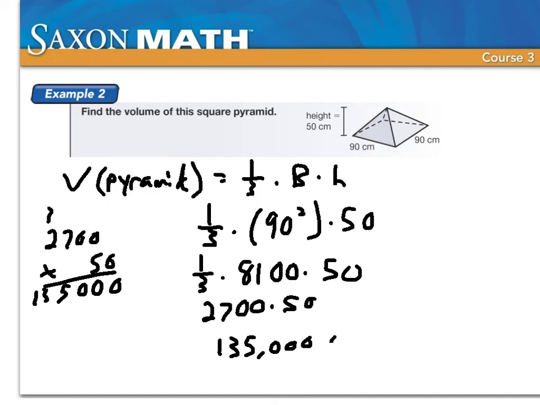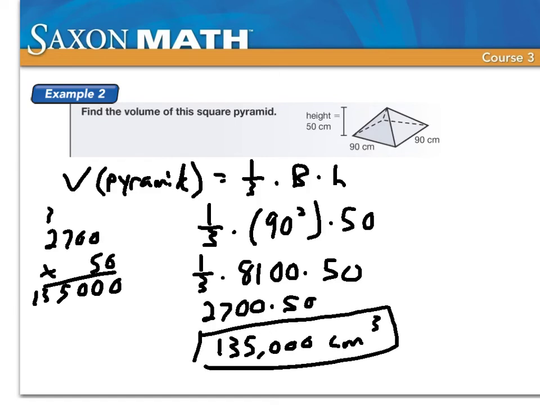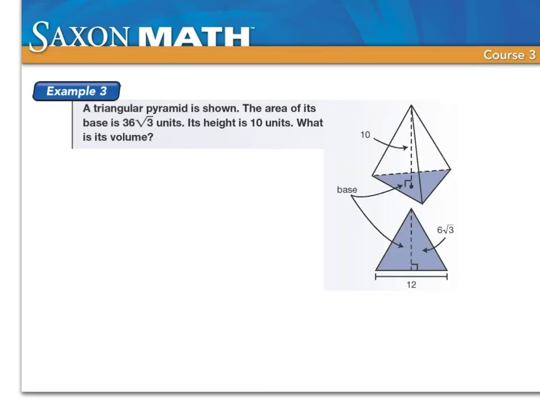And we're going to put centimeters cubed as our label. It's cubed because it's volume, to the 3rd power. So there we go. That's how they find the volume of a pyramid. Again, it was 1/3 times the area of the base, and since it was a square, we just take 90 squared for the area of the base, times the height, and we multiply everything together. And let's move on to our last example.